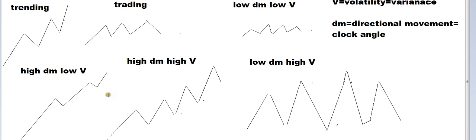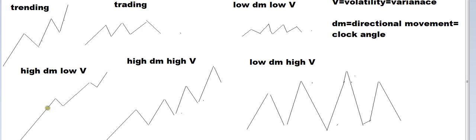For directional movement, going back to the trend line lesson, we're looking at something and giving it a clock angle. A high directional movement is between like 1 to 2, low is between like 2 and 3. Or if it's a downtrend, a high would be between like 3 and 4, or 4 to 6, low directional movement between 4 and 3. Now volatility is just simply the variance within the movement. So this has low variance. Look, it's going up and then it comes back and there's a little bit of retracement.